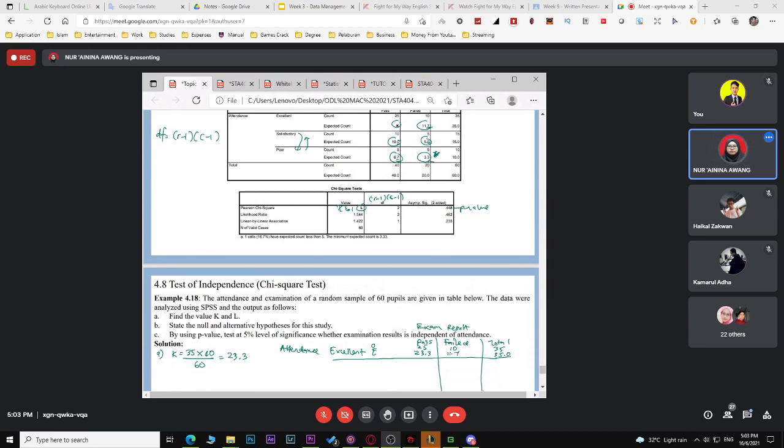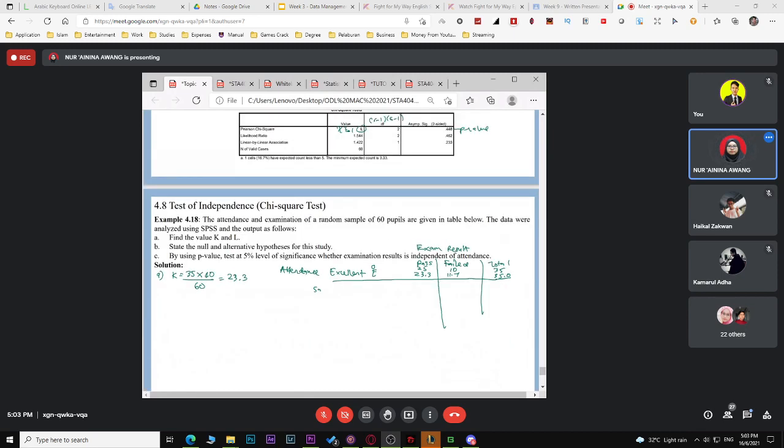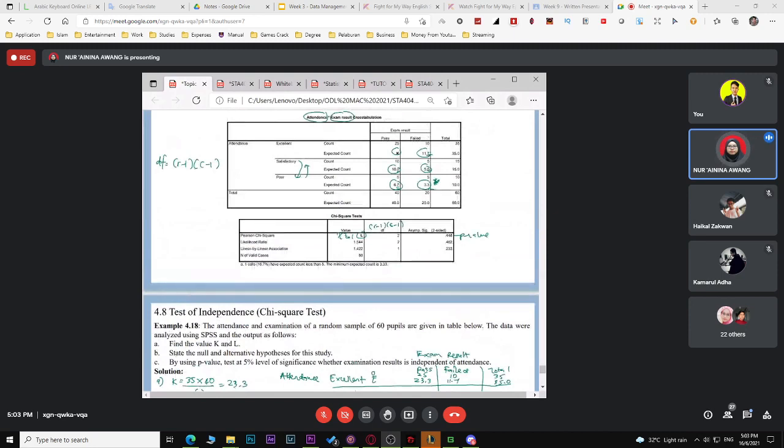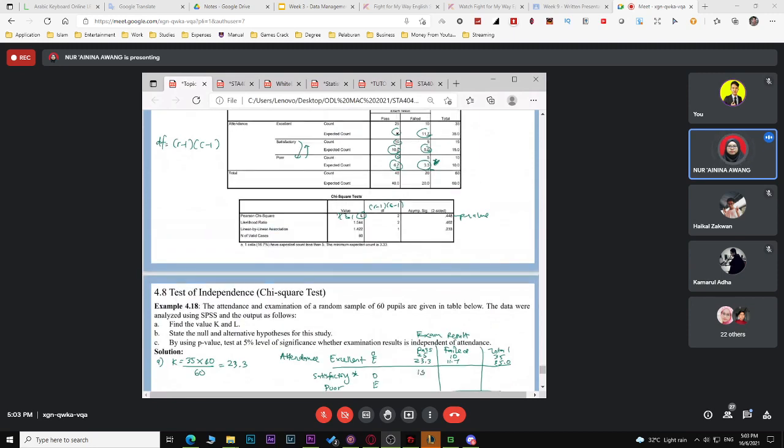than 5. Okay, so we combine this row, so it will become like this here. Satisfactory combined with poor. Okay, so for the value of your observed and expected frequency, you just add the value. Okay, for here the count should be 10 plus 5, so the value here is 15. And then for your expected count, you just add 10 with 6.7, so here it will be 16.7.